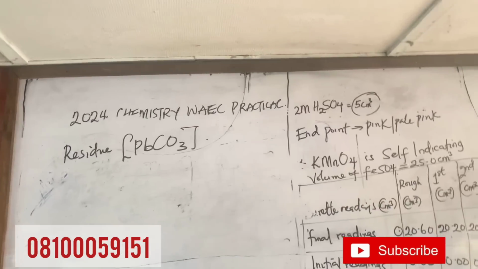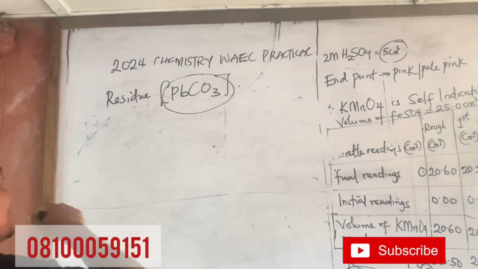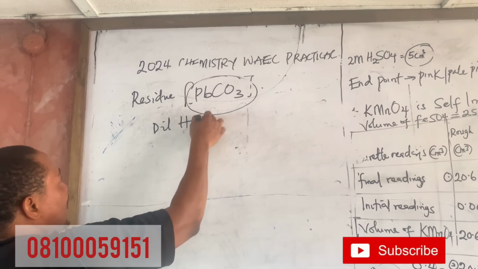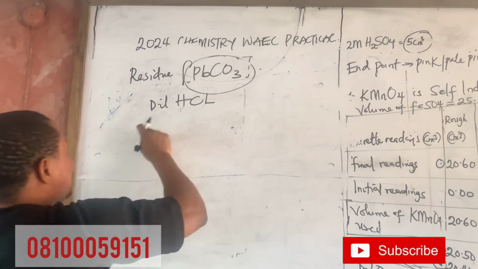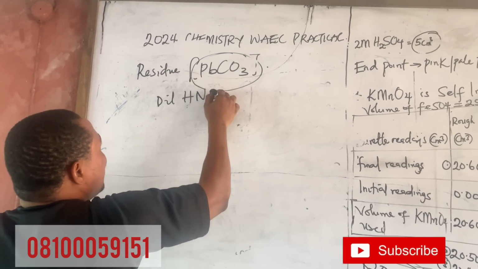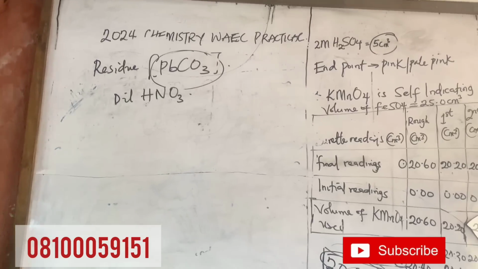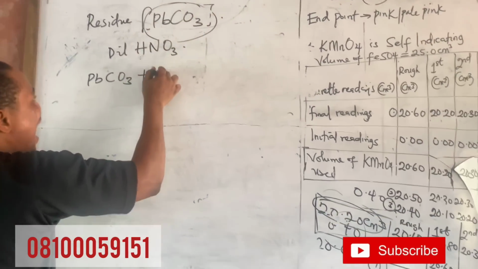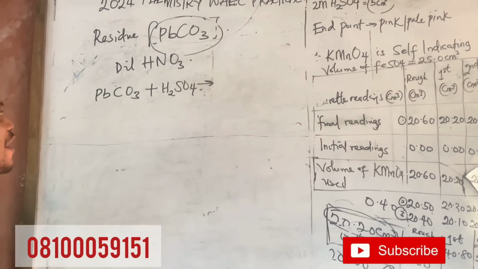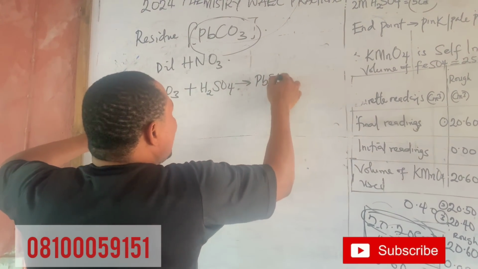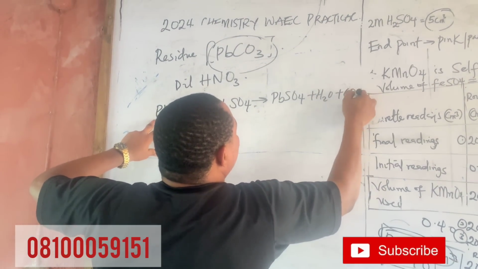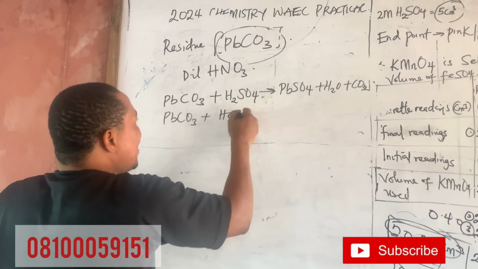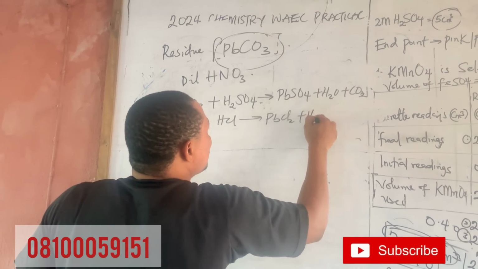Now look at this. The first thing I'm expecting here is that they ask us to add dilute HCl, or dilute HNO3, and I will explain why. This is the reason. Since this is the residue, if I add H2SO4, please pay attention to this now, I'm going to have PbSO4 plus H2O plus CO2. Guys, please take note of this. If I add HCl, I'm going to have PbCl2 plus H2O plus CO2.